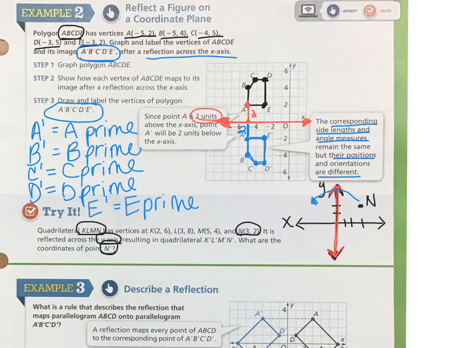So in this case, it should go over to a -3, but still be at a +2. So the coordinates of N prime would be (-3, 2) in order to be reflected across that y-axis.